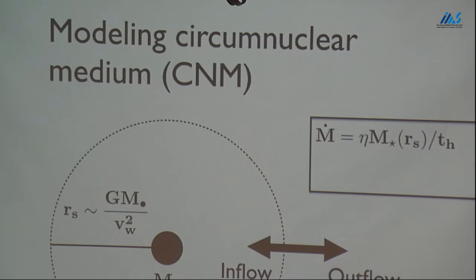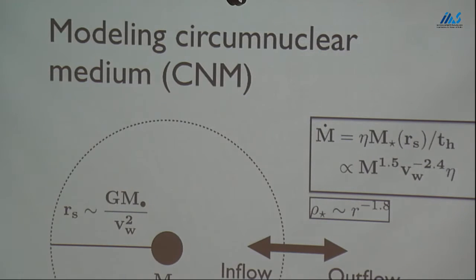Okay, let's see how the inflow rate and the gas density depend on the parameters of the problem. I'll start with the inflow rate and then work towards the gas density. So the inflow rate is related to the stellar mass enclosed within the stagnation radius via a mass return efficiency, which depends on the properties of the stellar population, like the stellar age. If you have large, massive stars, they're going to shed a large amount of gas through stellar winds.